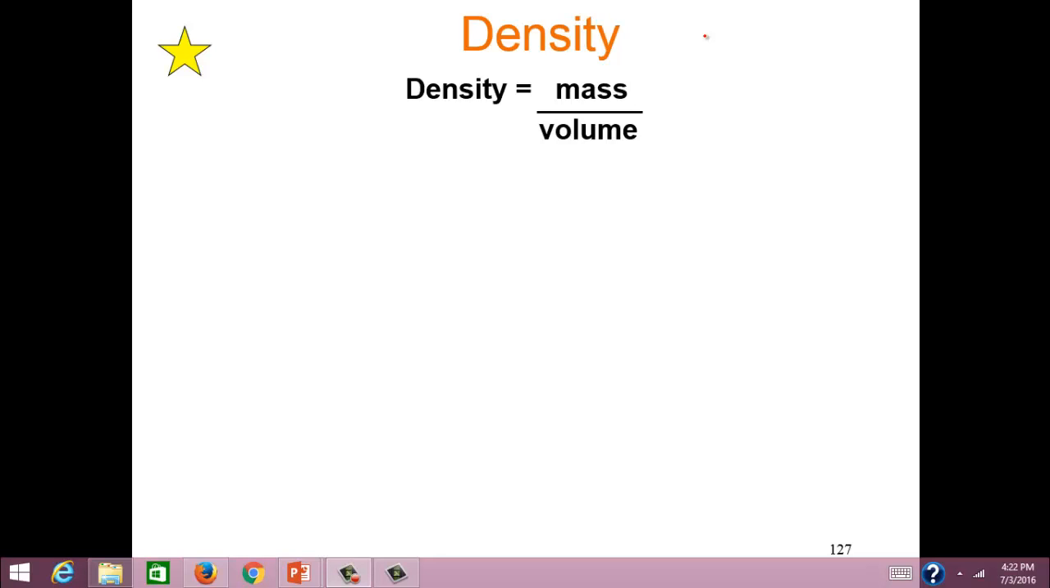Welcome back to section 1.8, part 3. Now we've talked about mass and weight and how they're different. And we're also going to look at another intensive property called density. It's one of the physical properties that we've looked at in class.